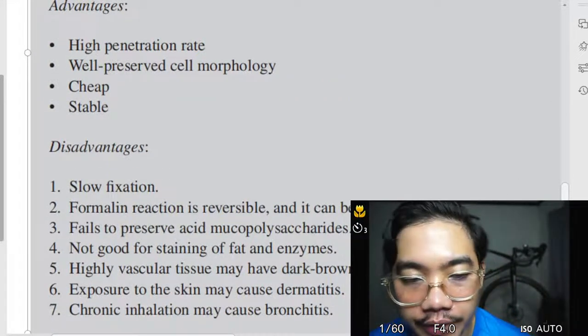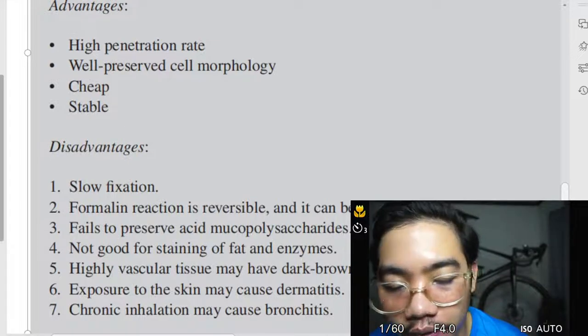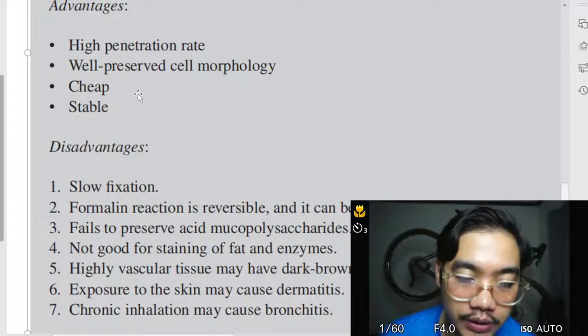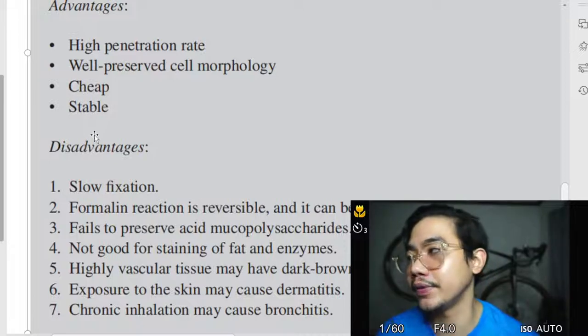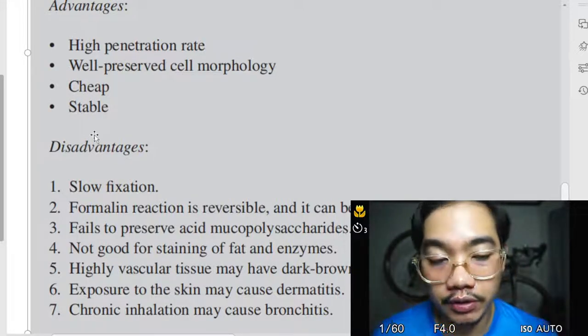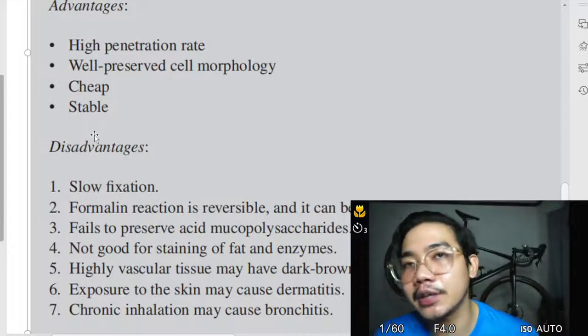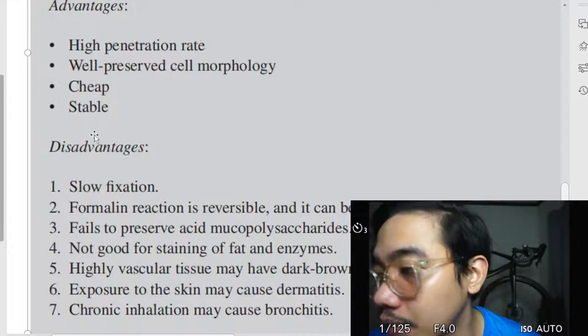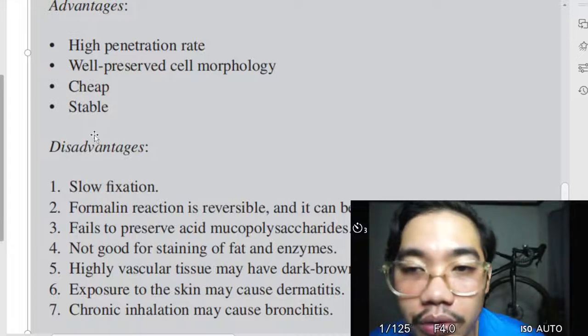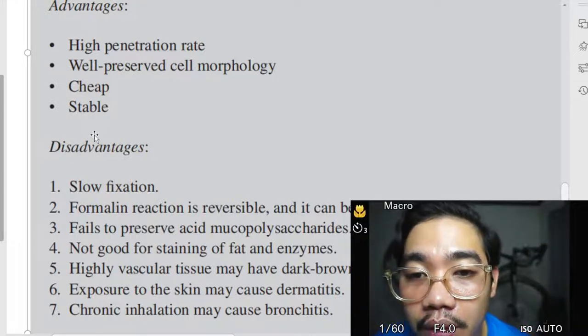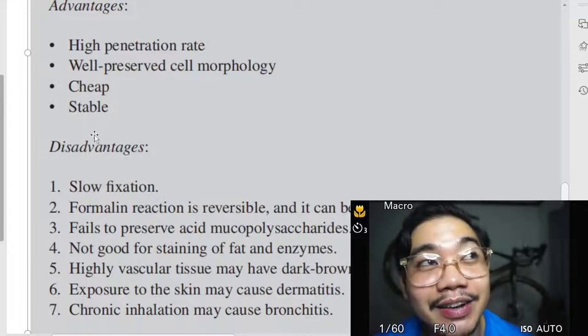High penetration rate. Well-preserved morphology. Cheap, of course. If you're going to buy it in bulk, of course it's going to be cheap, no? And then, it's stable. By stable, it means the specimens are preserved for three days, five days, maybe ten months.